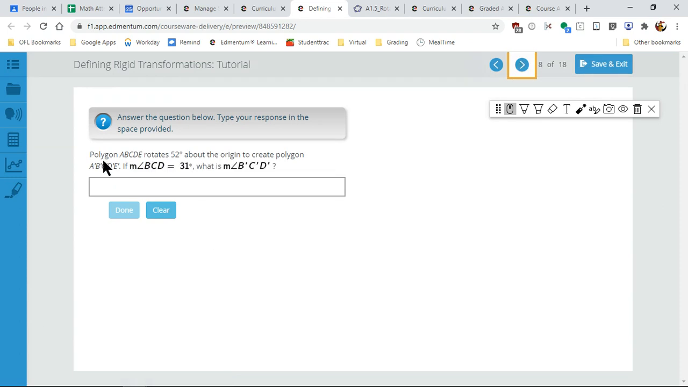So here it's saying, we take this thing right here and we're going to rotate it. What's going to happen to the angle? Well, we know it stays the same, so we're literally just going to type in 31. Rotation doesn't change the shape.